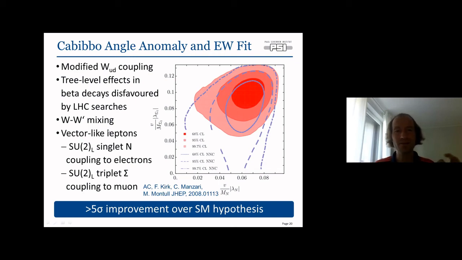What really works very nicely are vector-like leptons, especially if you have an SU(2) singlet coupling only to electrons and an SU(2) triplet only coupling to muons. The point in this case is you don't only explain the Cabibbo angle anomaly, you also improve the global electroweak fit. And then if you look here, you have 1, 2, 3, 4, 5, more than 5 sigma improvement compared to the standard model hypothesis.